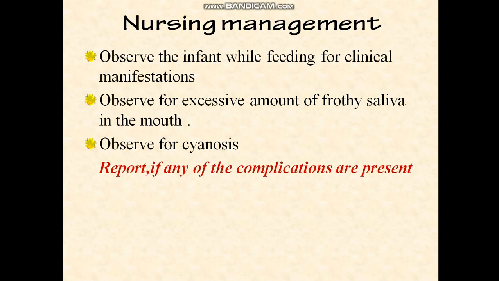So coming to the nursing management of a child with esophageal atresia or tracheoesophageal fistula, the first point is to be added. അതൊന്ന് എഴുതി വെക്കുക. You have to observe the child immediately after birth for 3 C's, that is coughing, choking and cyanosis. So ഇതൊന്നും ഇല്ല എങ്കിൽ then observe the child while feeding for clinical manifestations, that is again coughing, choking and cyanosis. Observe for other features like excessive amount of frothy saliva in the mouth as well as cyanosis. So ഇങ്ങനെ എന്തെങ്കിലും manifestations കുട്ടി കാണിക്കുന്നുണ്ടോ എന്ന് ഒബ്സർവ് ചെയ്യാം.